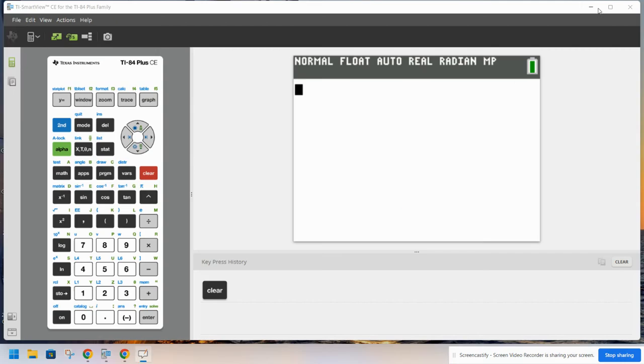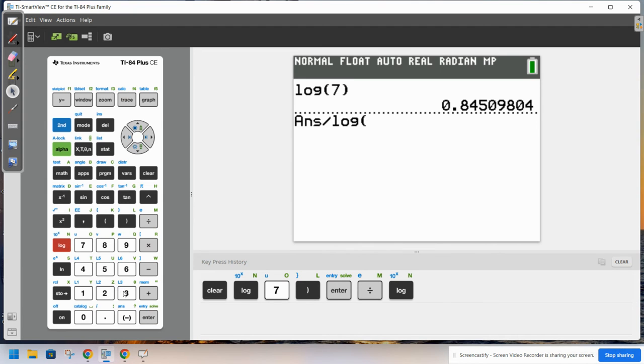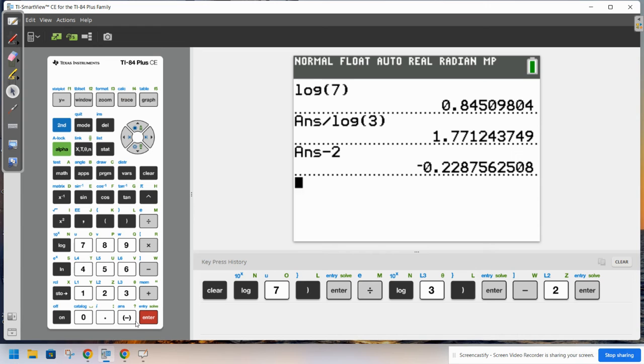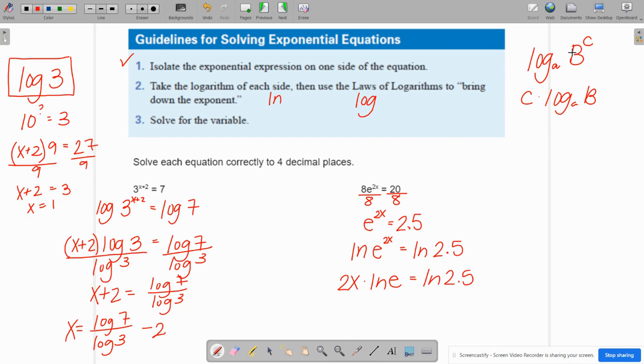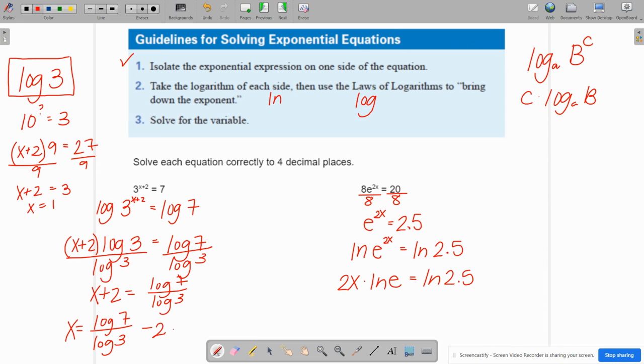So it would be the log of 7 divided by the log of 3, and then that quantity minus 2. So if we use our calculators, the log of 7, you could hit enter here if you wanted, divided by the log of 3, hit enter, and then we need to subtract 2 from that quantity, and we're going to get negative point, and let's say, I think the instructions said round to the nearest 4 decimals? So 1, 2, 3, 4 decimals is right here. It's a 5 after, so we would say this is negative 0.2288. So the approximate answer here is about negative 0.2288.